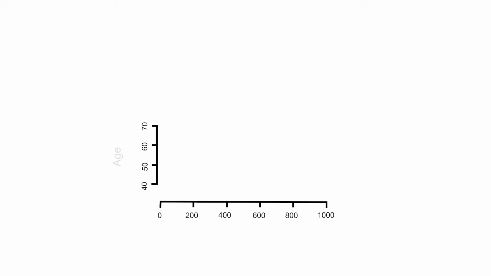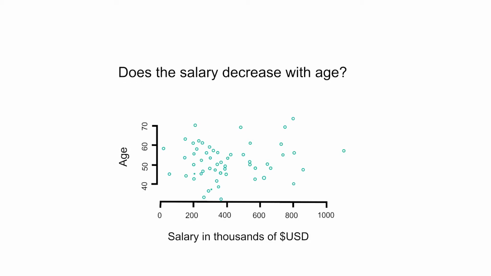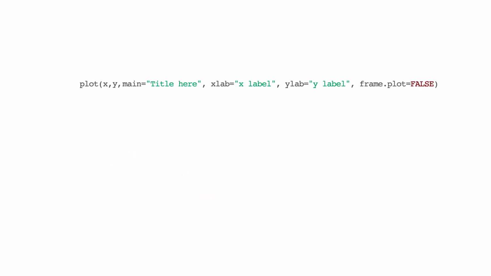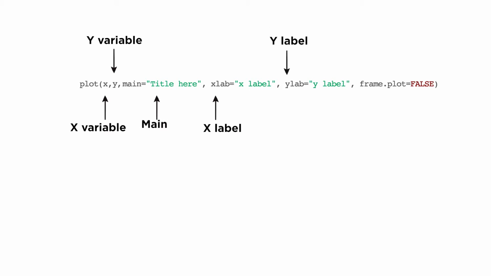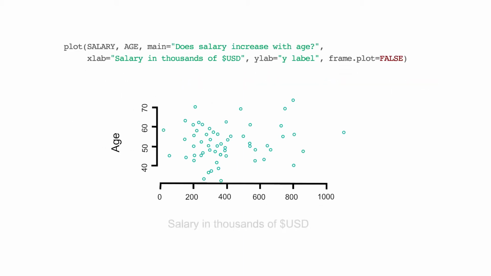Scatter plots. To visualize the relationship between age and salary, we can use a plot function to build our scatter plot. The usage is the following, where X is the X variable to plot, Y is the Y variable to plot on the Y-axis, main is the title, xlab and ylab are the labels for the axes. Let's see the relationship between age and salary.